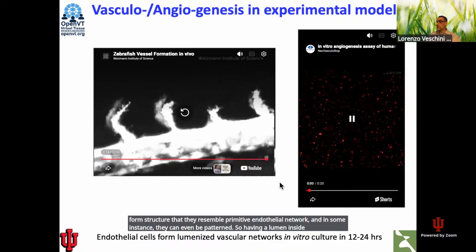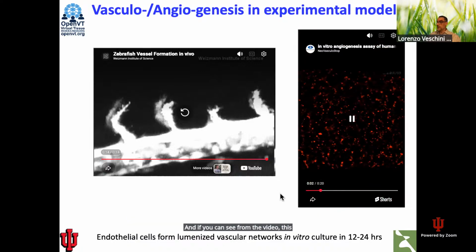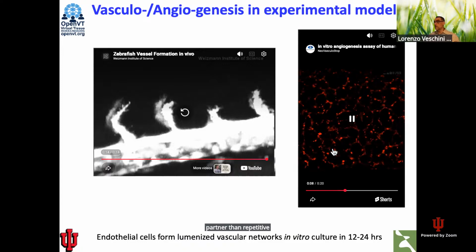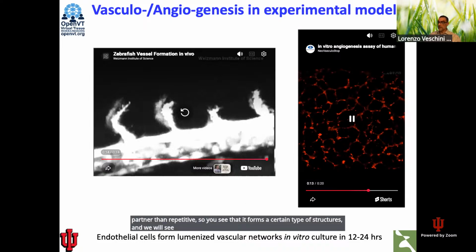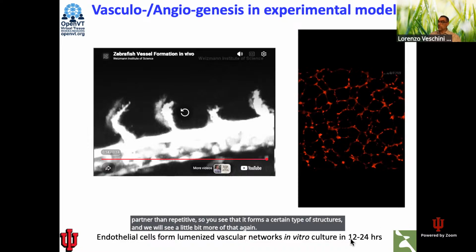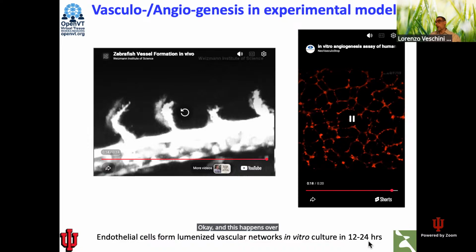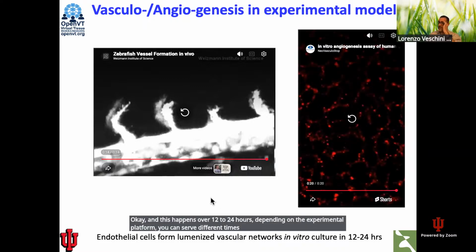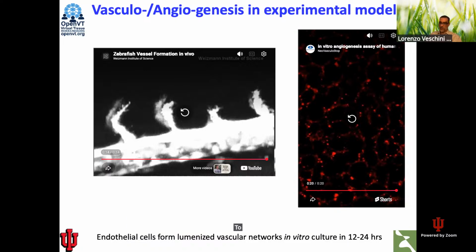And if you can see from the video, this process is kind of patterned and repetitive. So you see that they form a certain type of structures. And we will see a little bit more of that again. Okay, and this happens over 12 to 24 hours, depending on the experimental platform. You can observe different times, but this is more or less the time frame. And there are many other experimental platforms to appraise different types of angiogenesis. But again, this is the one we are mostly interested in today.